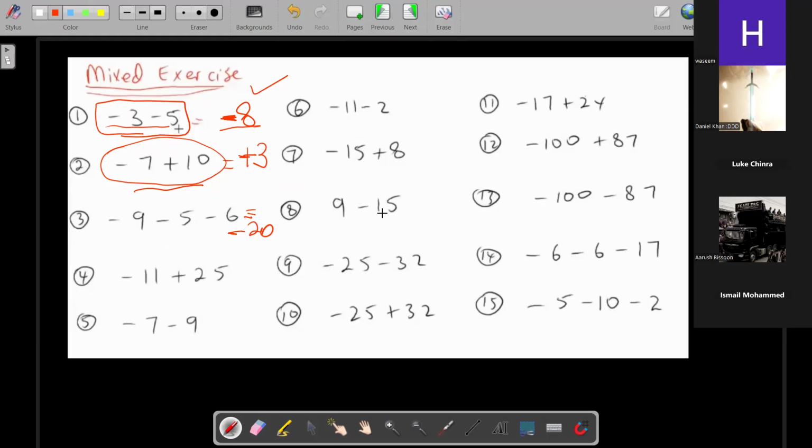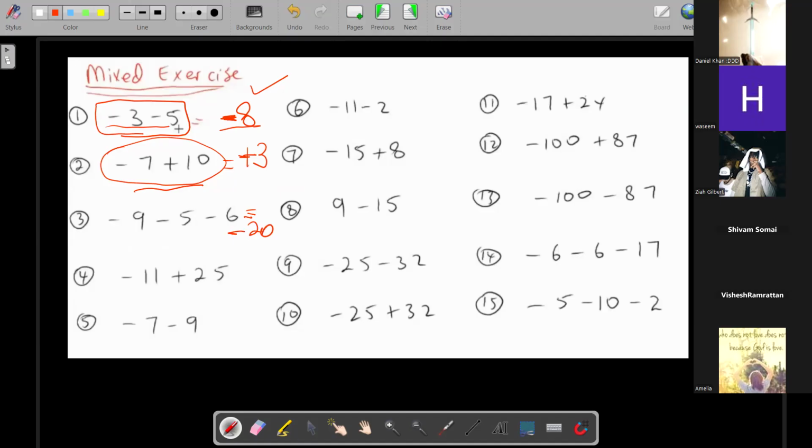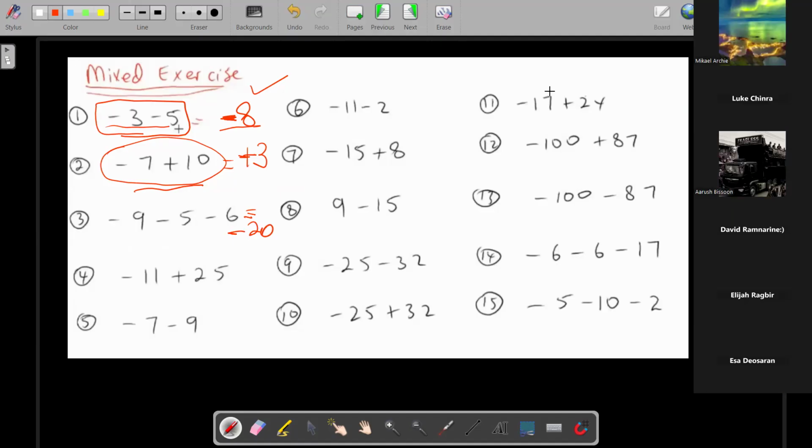Daniel, number 4. Okay, so -11 plus 25. Because it's two different signs, we would subtract. And after subtracting 25 and 11, you would have 14. And because the bigger number is positive, we will leave it as positive 14. Excellent proof, right? You want to do number 5 there?